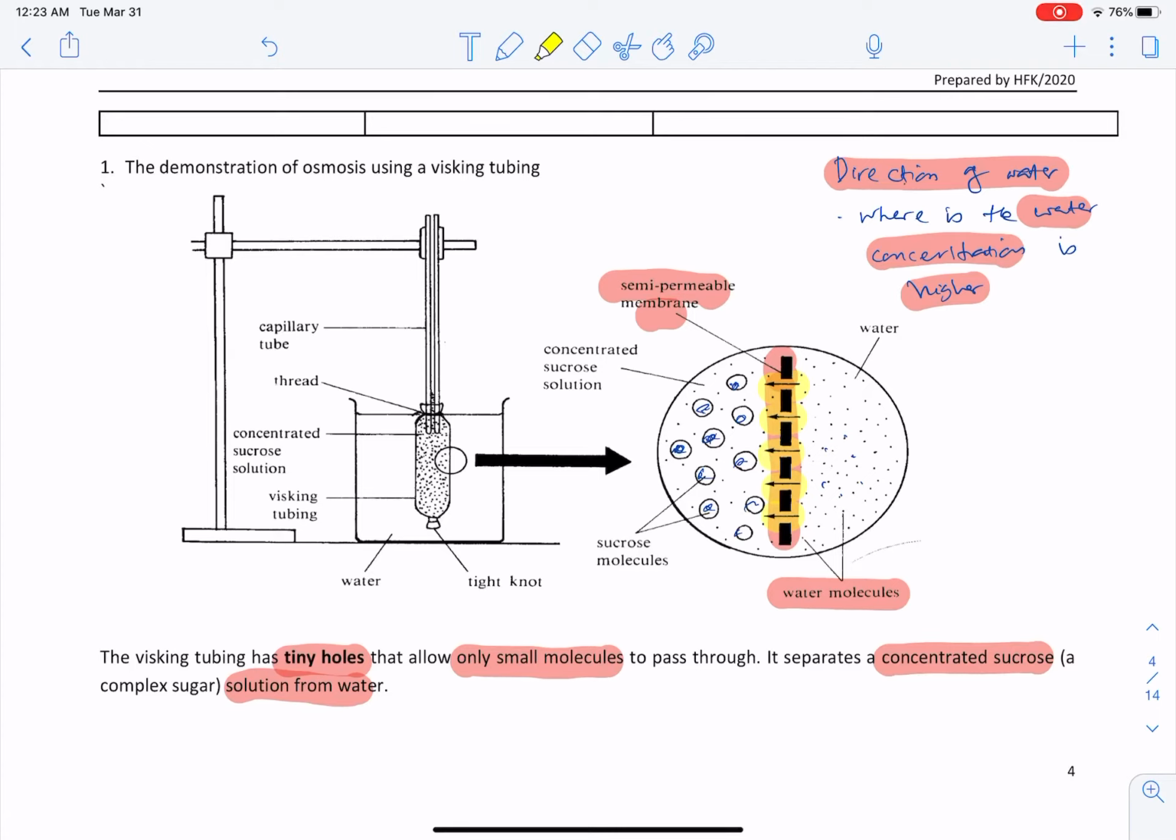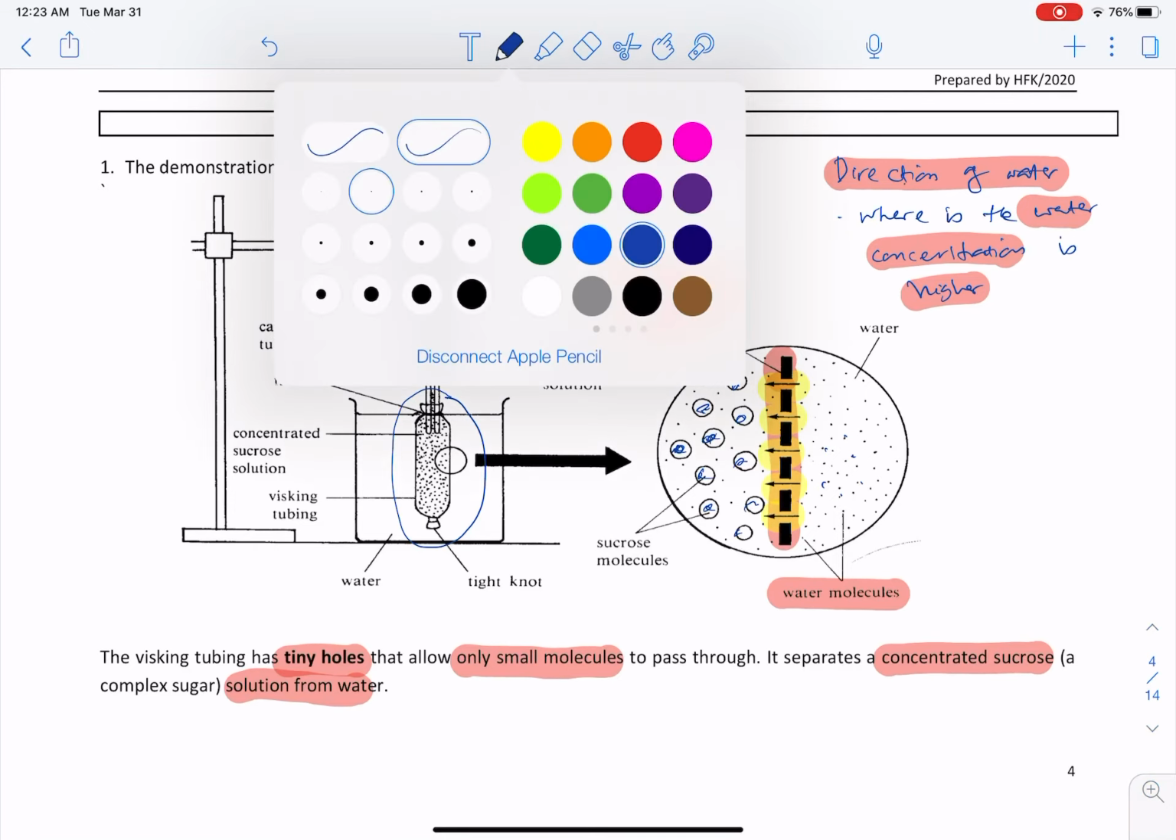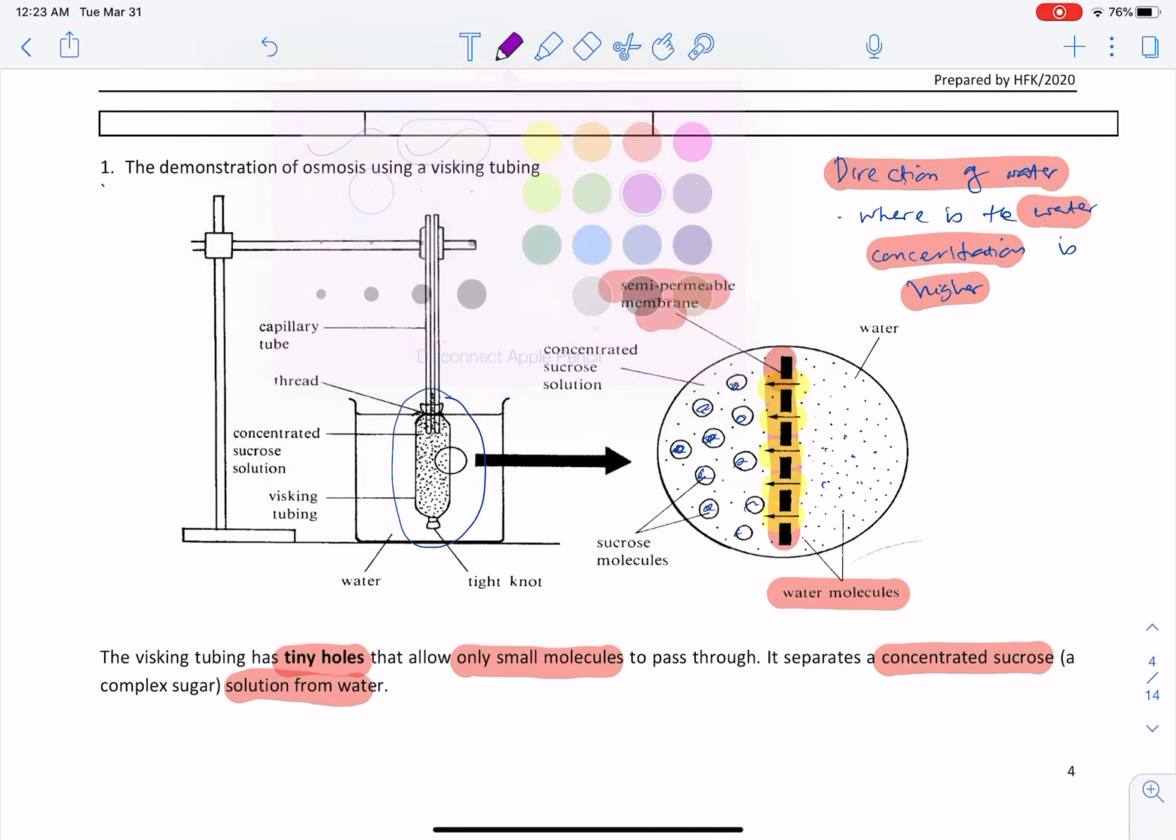Clear now? Okay, now look at this experimental setup. You can see here is the Visking tubing. It's tight here at the two ends. And then inside the Visking tubing is the sucrose solution.